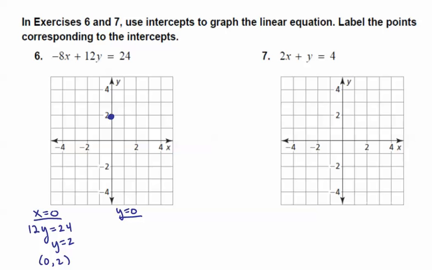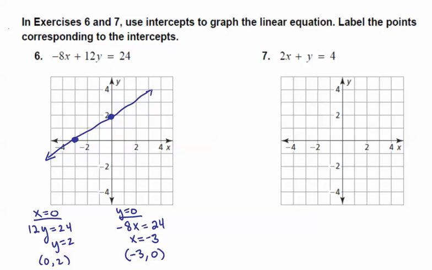And when I let y equal 0, I get negative 8x equals 24. And negative 8 times what is 24? Since 24 is positive, I need a negative times a negative to get a positive. So x would be equal to negative 3. And so I would have the ordered pair x is negative 3, y is 0. And so now I can go to x is negative 3, y is 0, plot a point, and draw my line as carefully through them as possible.